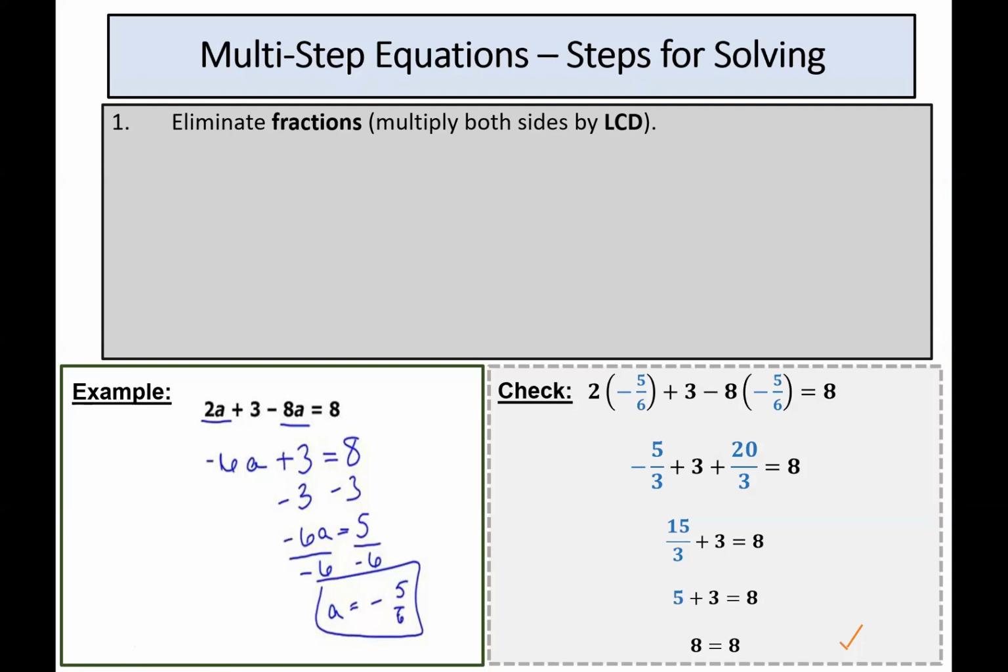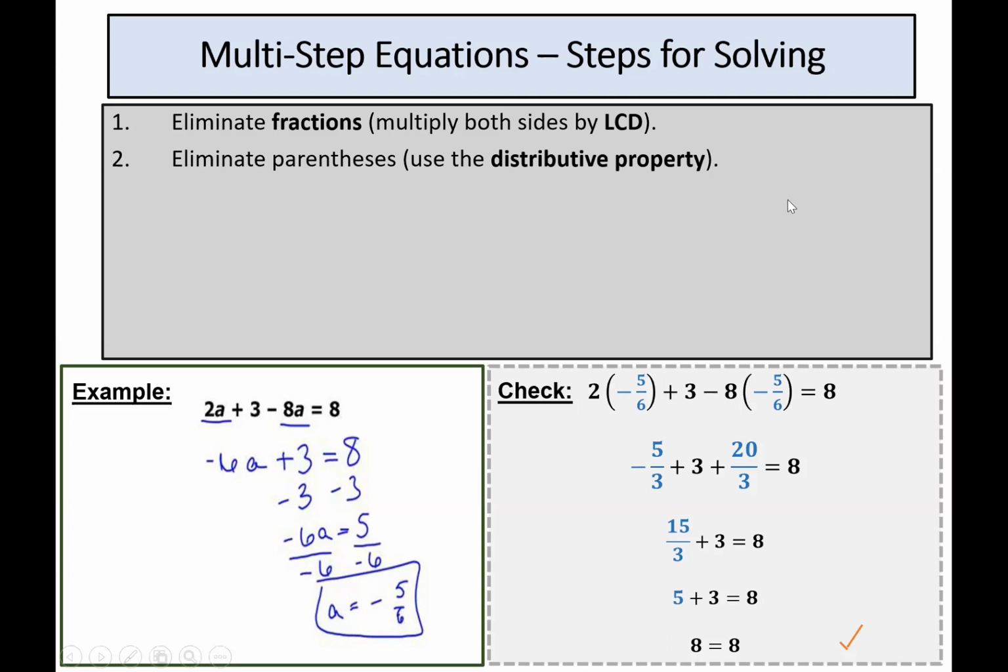So multi-step equations, steps for solving. Okay, so step 1, eliminate fractions, multiply both sides by the LCD. We're not there yet, but we will eventually see some equations that have not just one fraction, but several fractions. So what we will need to do is find a common denominator and then multiply each term by that denominator, and that will help us to eliminate fractions. So that's something we're going to be getting to.